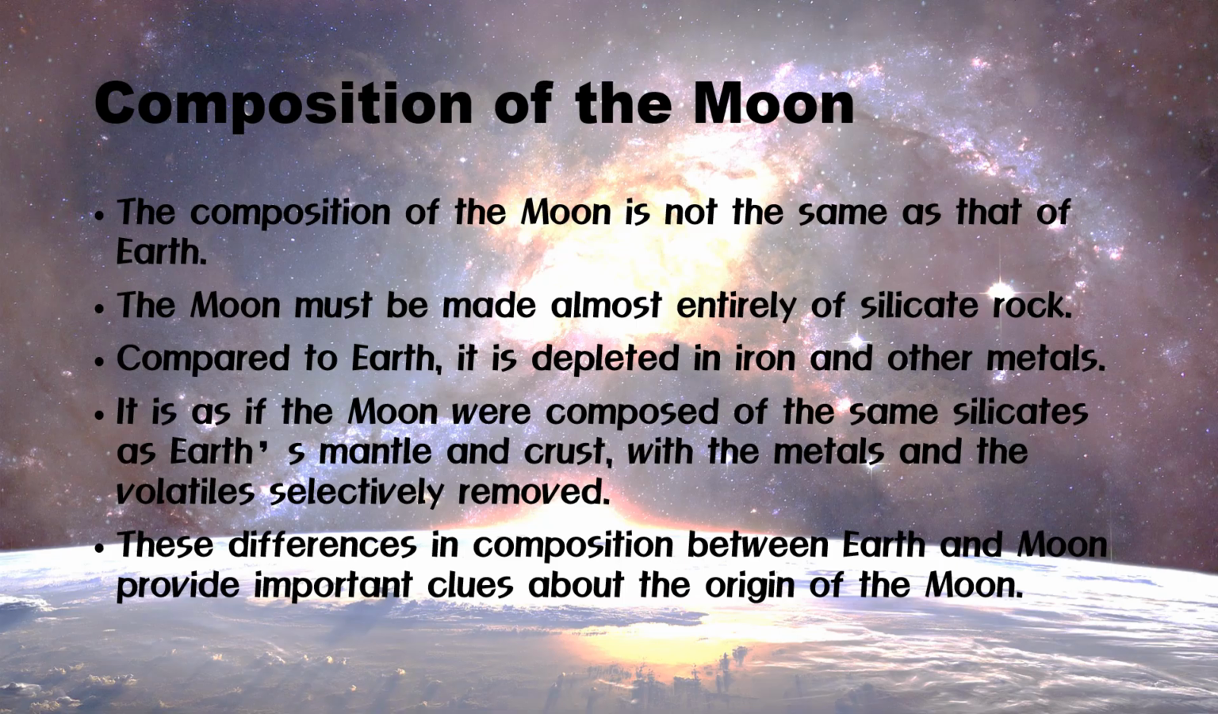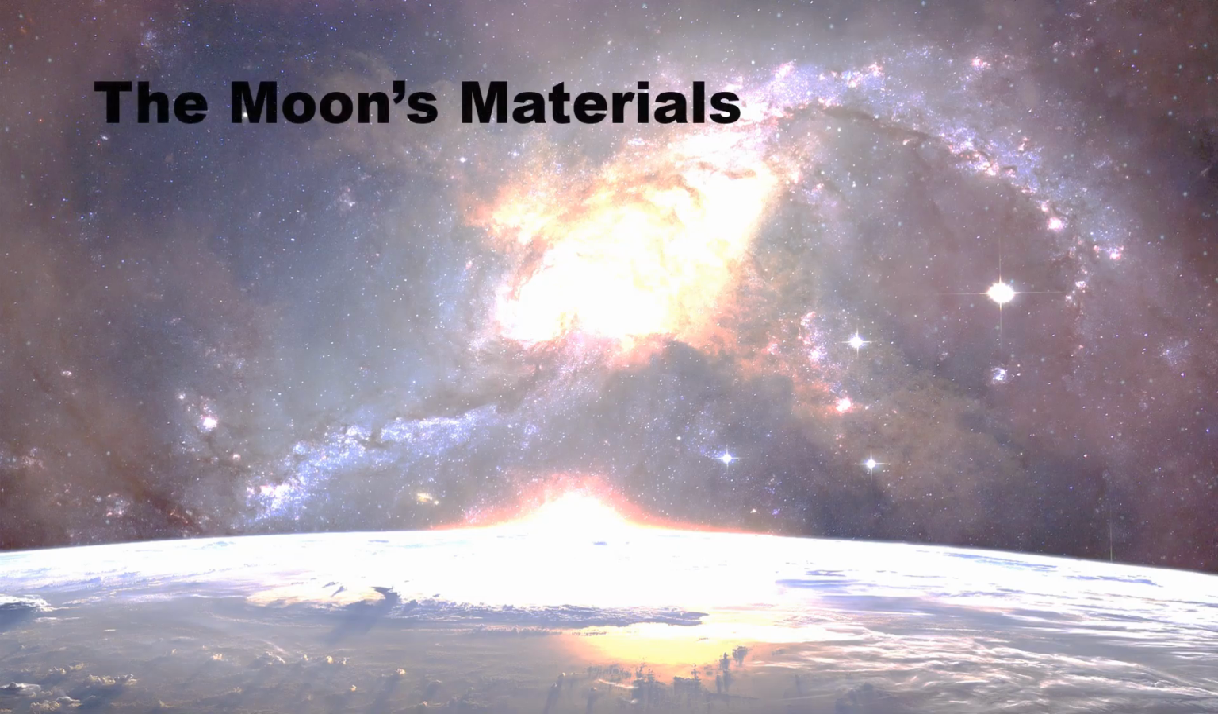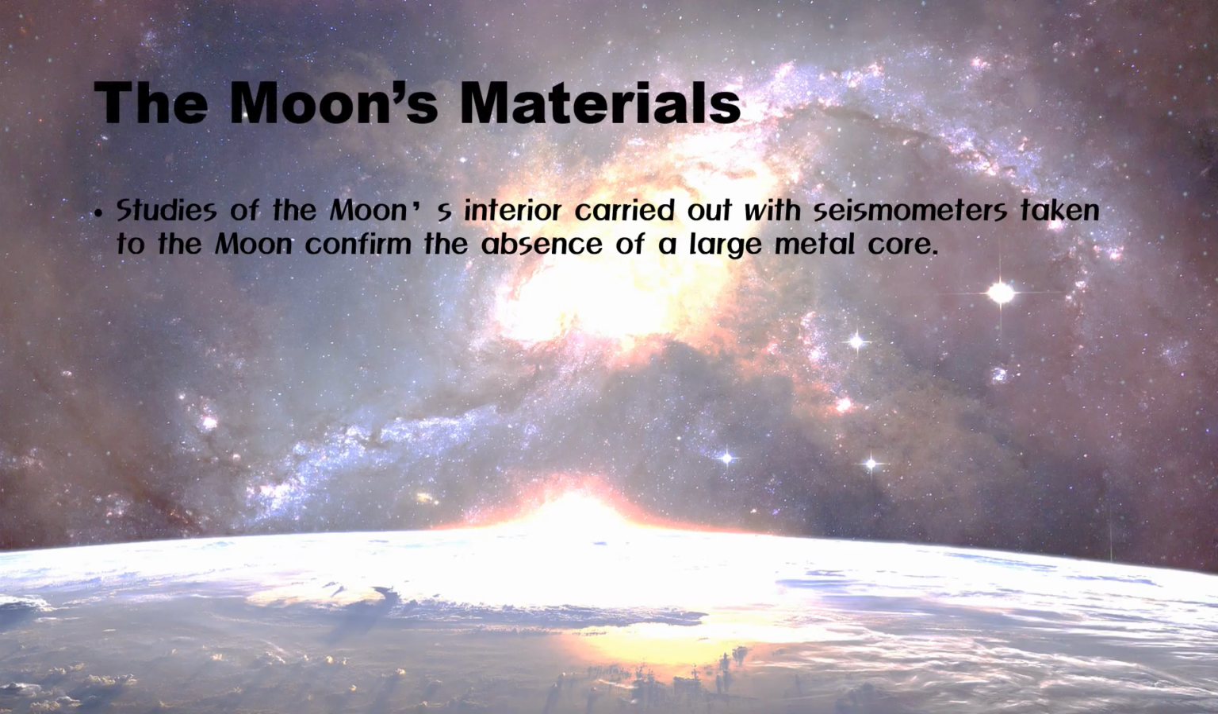These differences in composition between the Earth and Moon provide important clues to us about the origin of the Moon itself. So let's look at some of those materials and really analyze what that means. Well, studies of the Moon's interior carried out with seismometers taken to the Moon confirm the absence of a large metal core, unlike the Earth, which has a core of largely nickel and iron.